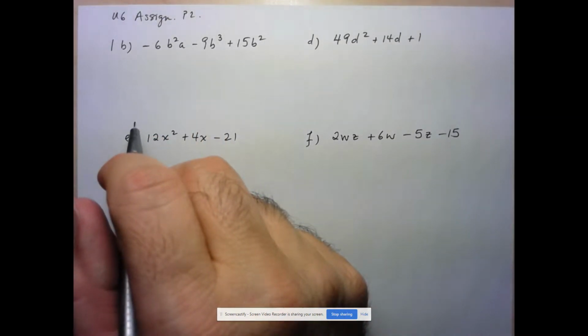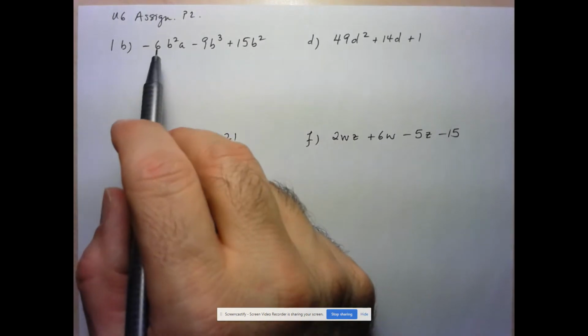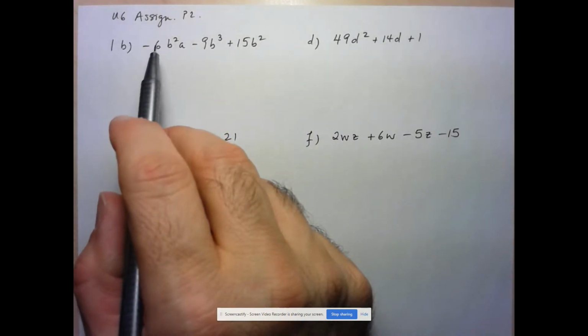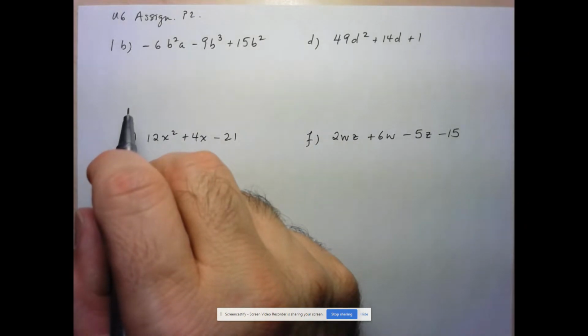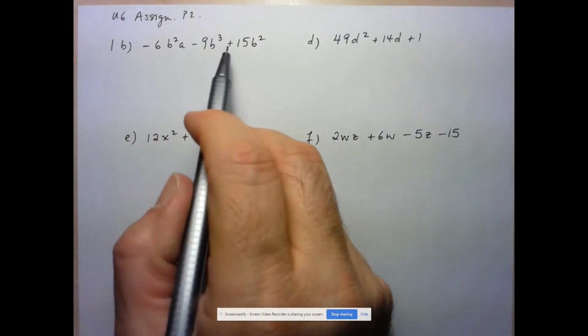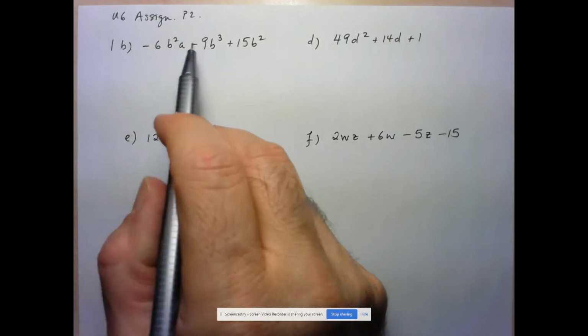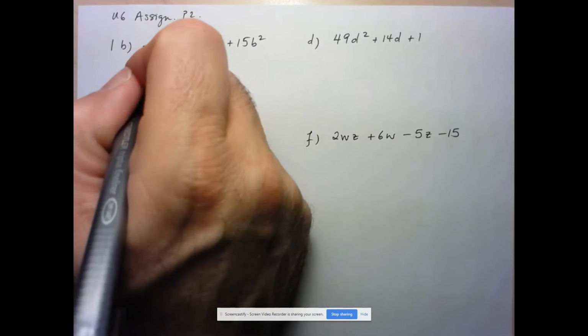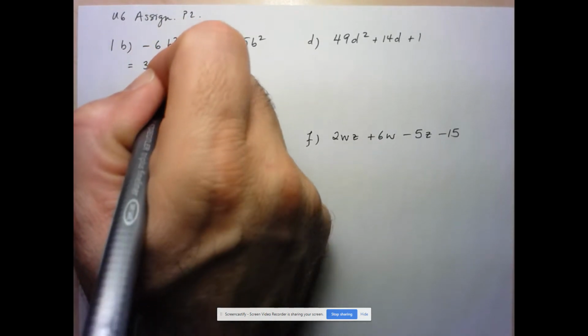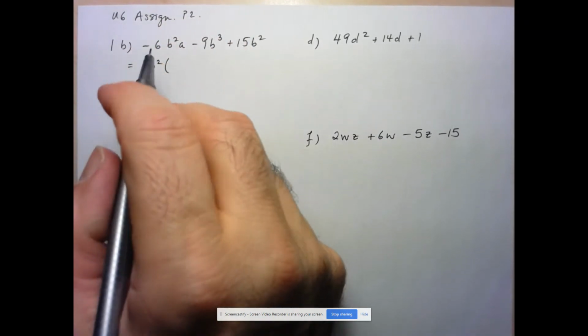So the first thing I notice is there's some numerical common factors. So each of these three coefficients has a factor of 3. And then I see that there's common factors of b. In fact, looks like there's a b squared that's common to all three. So let me start by factoring that out. So here I've got 3b squared. So let's see what we're left with when we factor out.